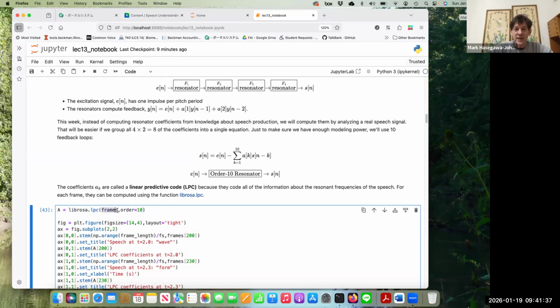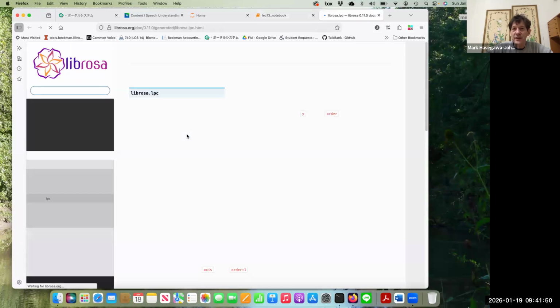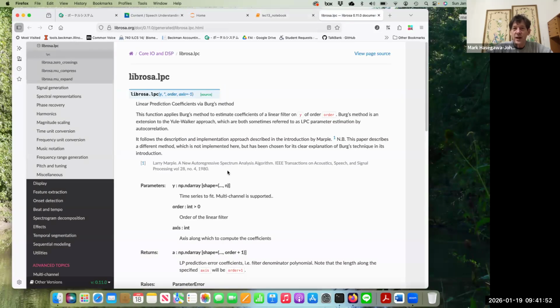What that does is it will take every single one of these frames and calculate the 10 corresponding coefficients. So this is the line that matters. I'm going to take librosa.lpc. Oh, let me look up librosa.lpc. Here's the help page for librosa.lpc. This uses a method called Burg's method, which guarantees stability.